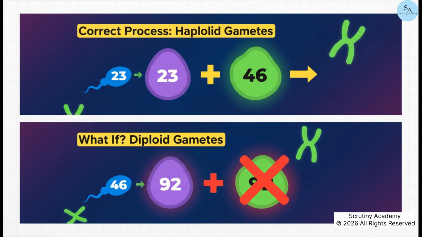And here's the answer. It all comes down to simple math. A healthy human being has 46 chromosomes. Meiosis makes sure the egg brings 23 chromosomes to the party, and the sperm brings the other 23. They combine and you get a new baby with the correct number, 46. If that number wasn't cut in half first, it would double with every single generation, and life just wouldn't work that way.